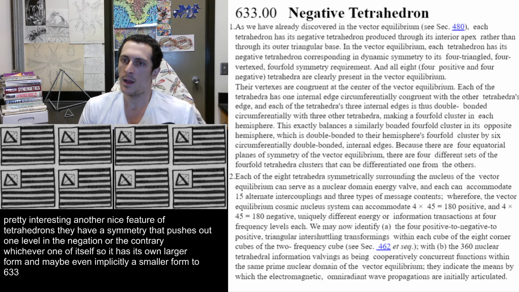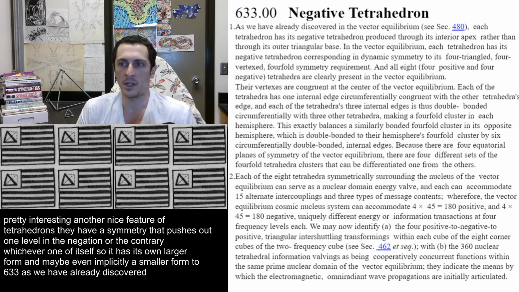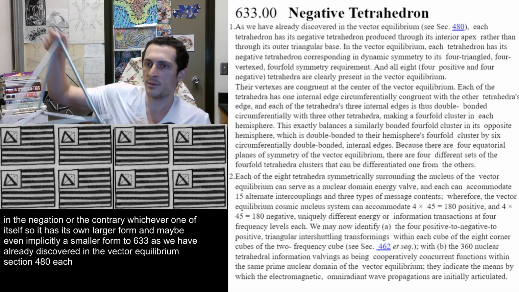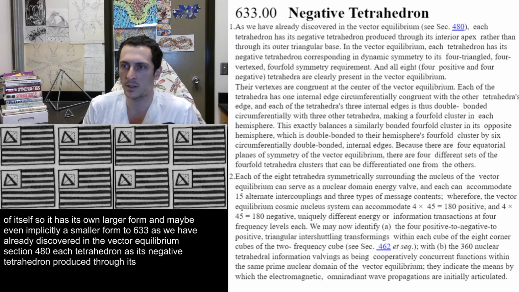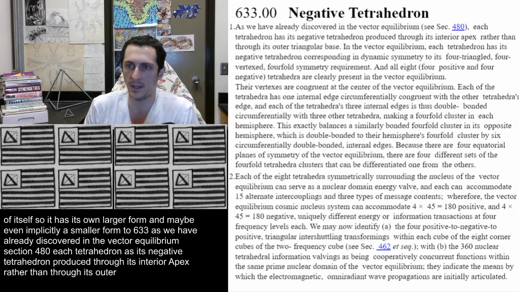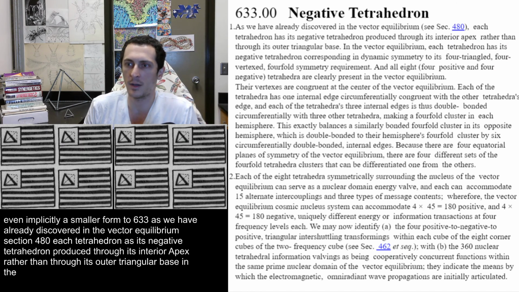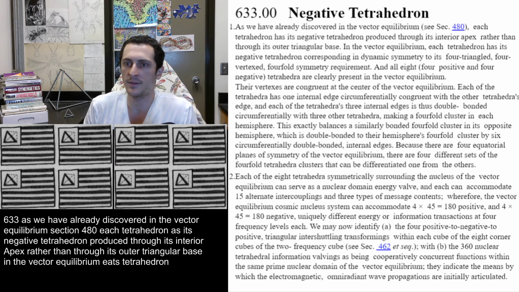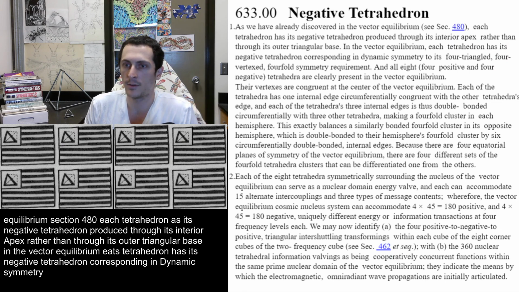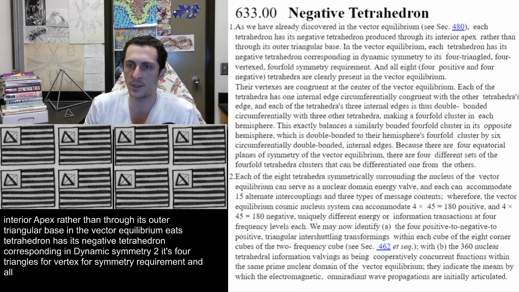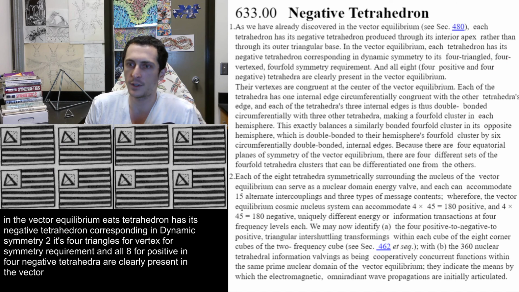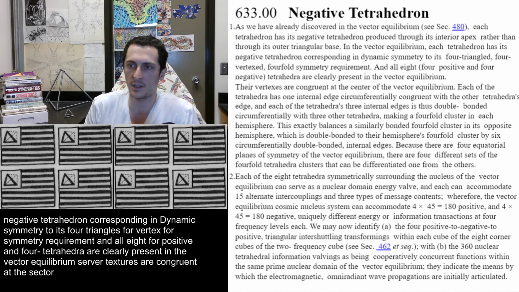633. As we have already discovered in the vector equilibrium, section 480, each tetrahedron has its negative tetrahedron produced through its interior apex rather than through its outer triangular base. In the vector equilibrium, each tetrahedron has its negative tetrahedron corresponding in dynamic symmetry to its 4-triangled, 4-vertexed, 4-fold symmetry requirement, and all 8, 4 positive and 4 negative tetrahedra, are clearly present in the vector equilibrium. Their vertexes are congruent at the sector of the vector equilibrium.